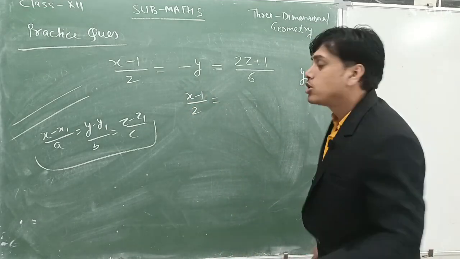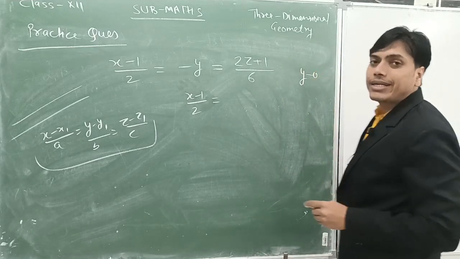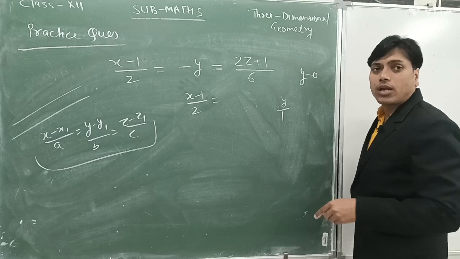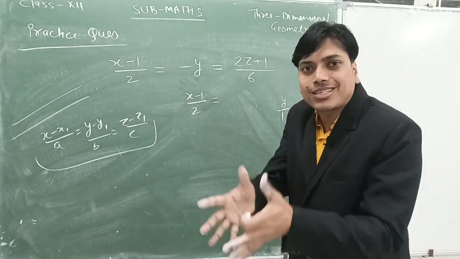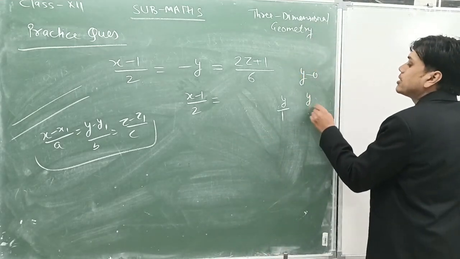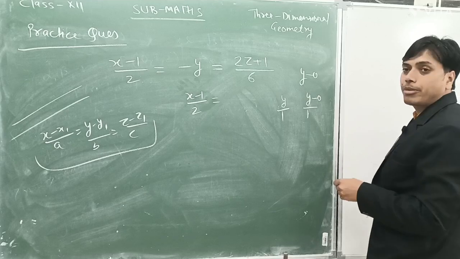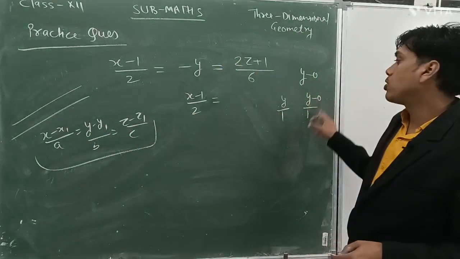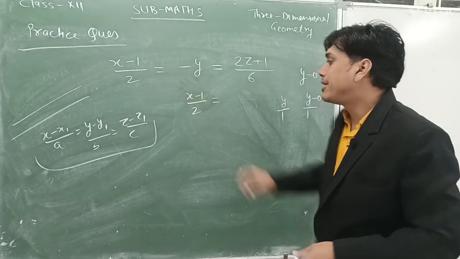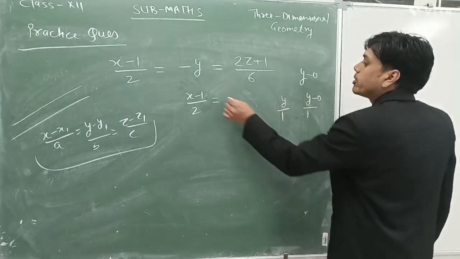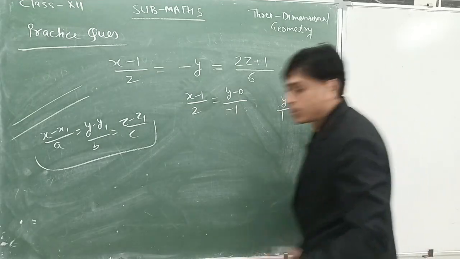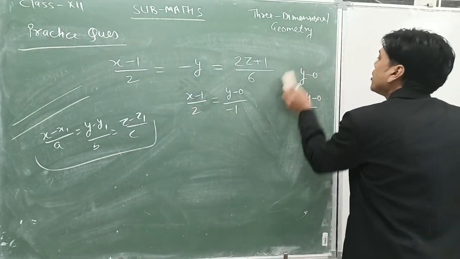But if only minus y is given there, what can we do? We can write any variable in the form of y minus 0. Similarly, y can be written as y by 1, and y is equal to y minus 0. So similarly, y minus y1 by b is equal to y minus 0 by 1, but this is also minus, so minus will be taken in the denominator, so the general form will be y minus 0 by minus 1.